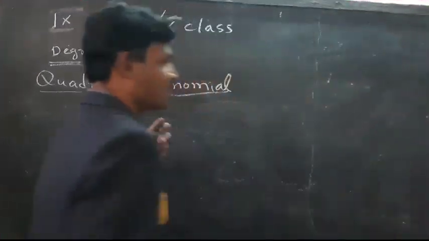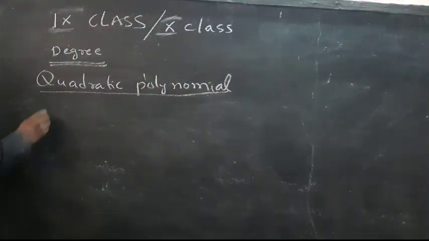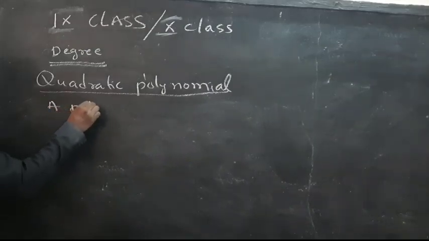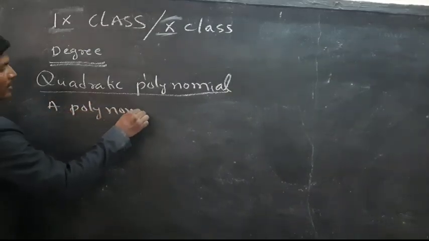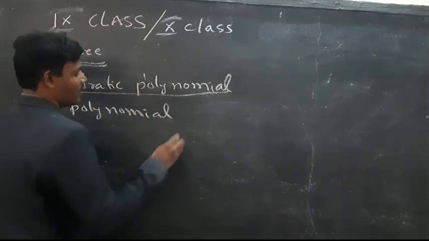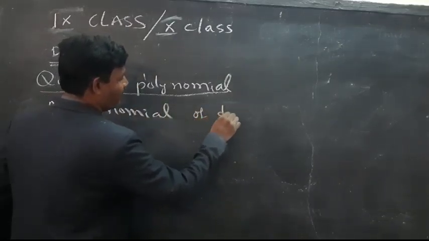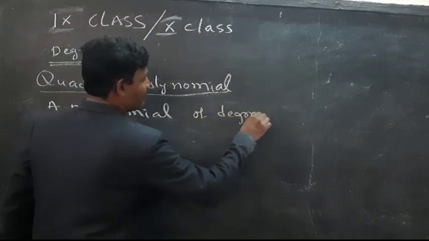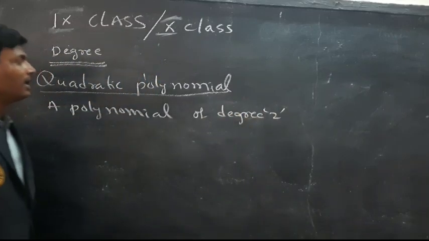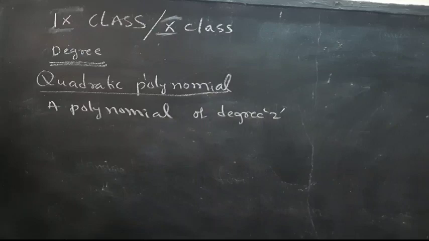So second one, quadratic polynomial. A polynomial of degree 2 is called a quadratic polynomial.